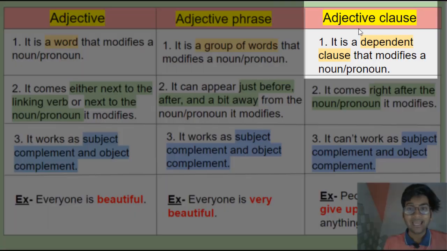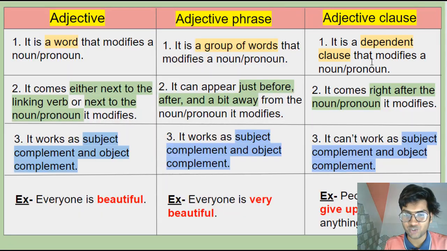Okay, easy. Adjective clause. It's a clause, that means it has a subject and a verb. It has the combination of a subject and a verb, right? But it's a dependent clause, so it cannot stand on its own. It cannot give a complete meaning, right? It's a dependent clause. What does it do? It modifies a noun or a pronoun. It works as an adjective basically. So it's a dependent clause that works as an adjective.